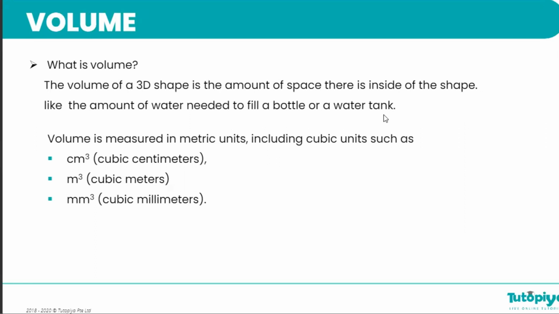And when we deal with volumes, we can measure them in metric units, and the metric units that we would be using would always be cubic units. So we could be dealing with cubic centimeters, cubic meters, or even cubic millimeters. Another conversion that we need to remember is that 1 cubic centimeter is equivalent to 1 milliliter.